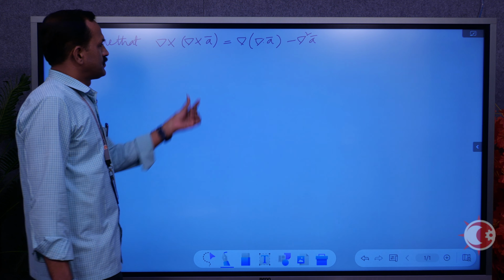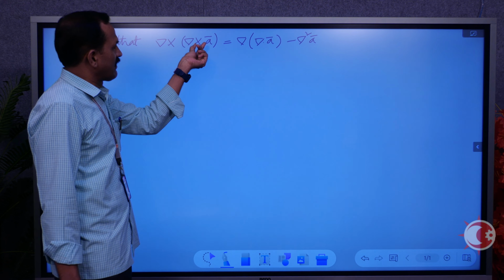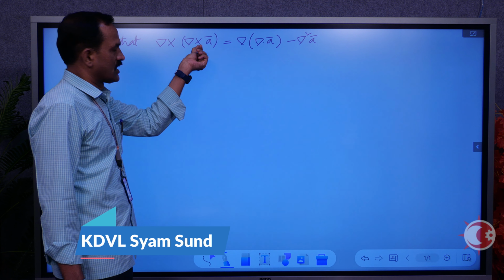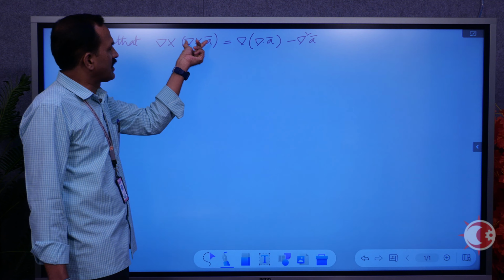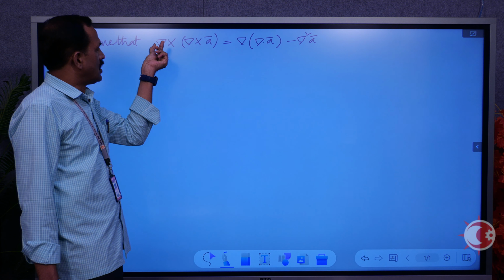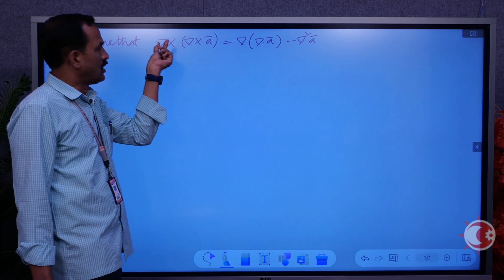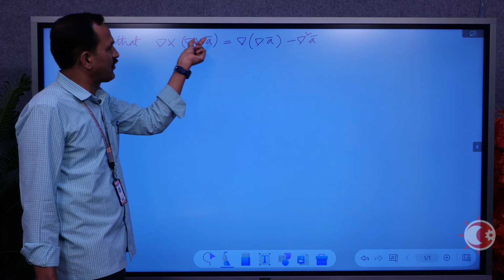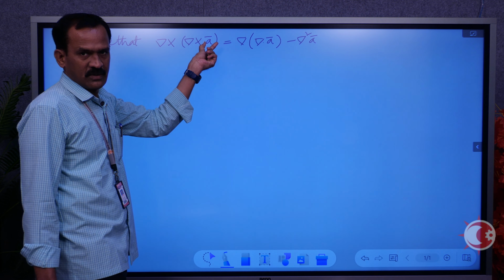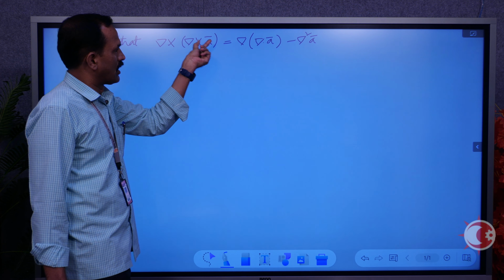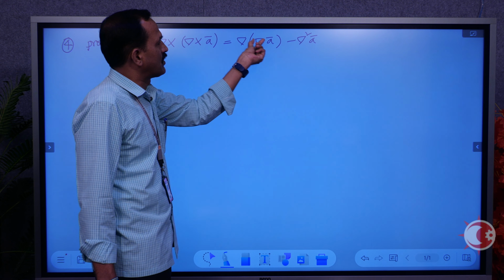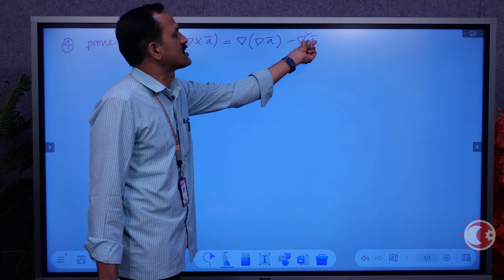In this, A bar is a vector. For that vector, if you find del cross A bar, it is again a vector. For that vector, again you have to find del cross. Del cross is nothing but curl. So curl of A bar, C-U-R-L, curl. Curl of curl of A bar is equal to grad of div A bar minus del square A bar.